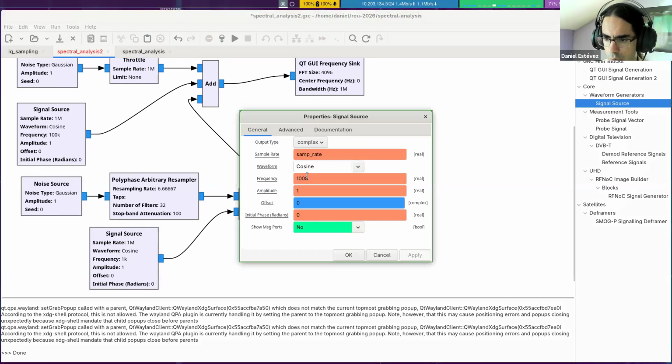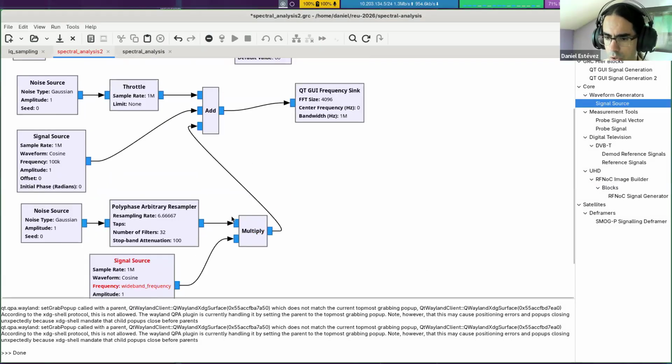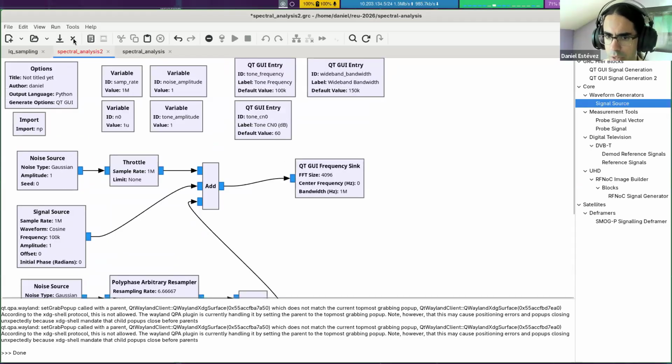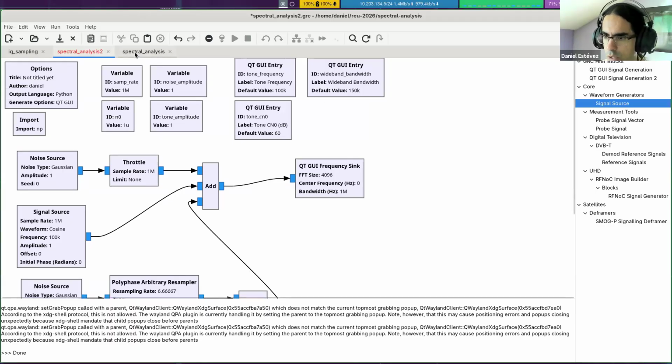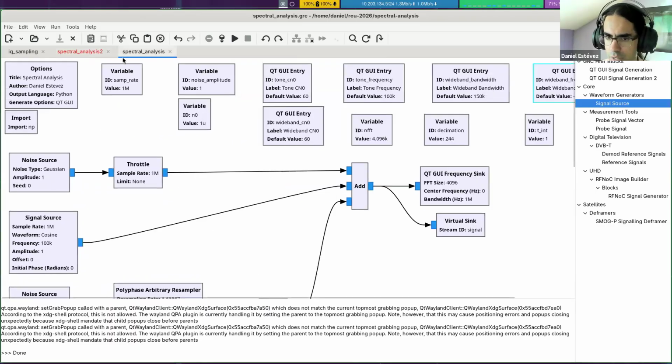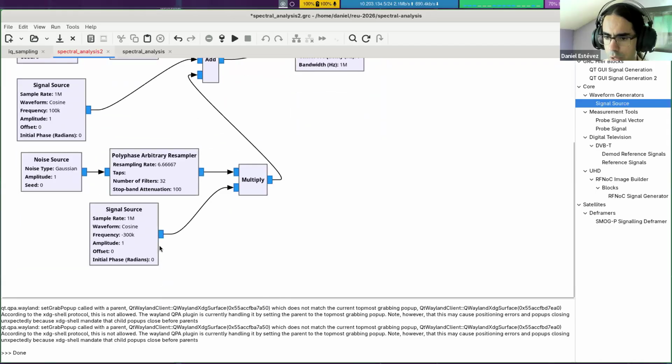more natural because I can go multiply, I can then go signal source, I can grab this and say wideband frequency. This needs to have an amplitude of 1 for sure to preserve the amplitude of the thing I'm multiplying it with. And then I can copy my tone, sorry, not tone frequency, but rather wideband frequency from the other to avoid some typing. And this is set to a default of minus 300 kilohertz.